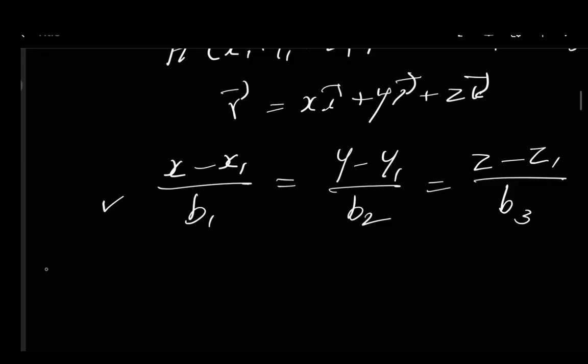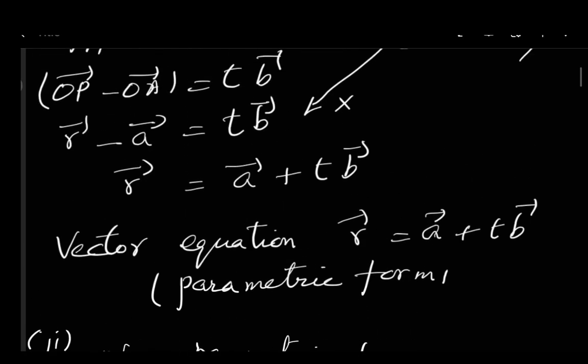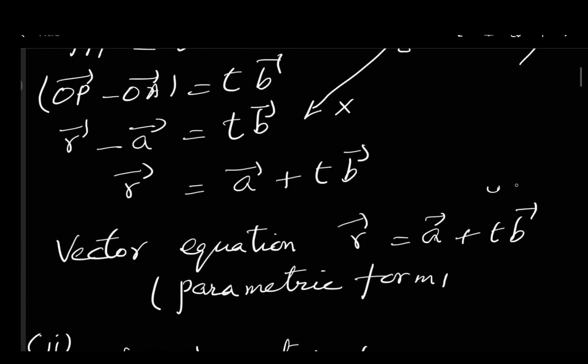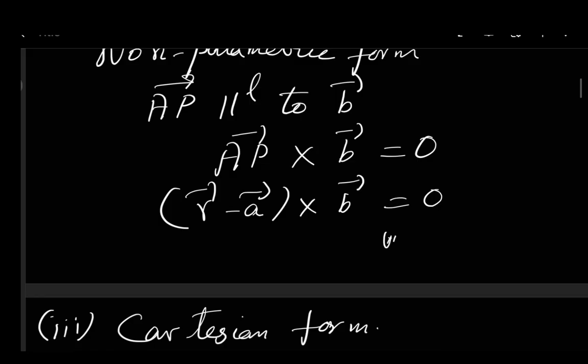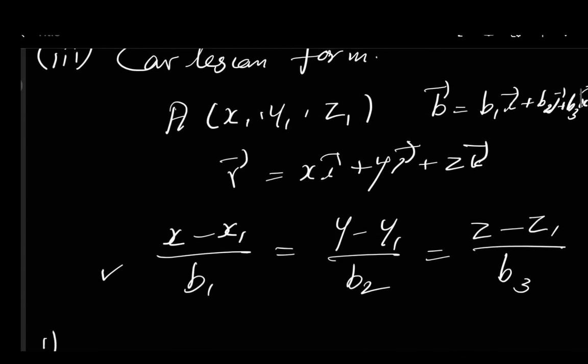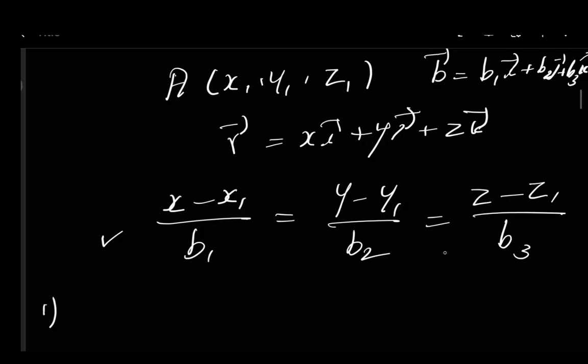So let me do the first sum in the exercise. So three forms you have. First one is the parametric form. The next one is the non-parametric form, representing in the cross product form. Then the third form is the Cartesian form. Let me do the first sum in the exercise.